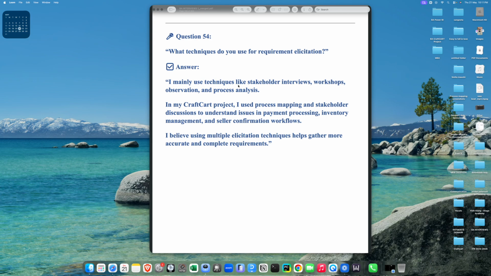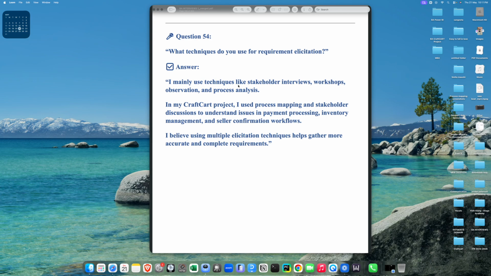Then I use workshops to encourage collaboration, discuss requirements together, resolve conflicts, and align stakeholders quickly. Workshops are very useful for complex projects involving multiple teams. Sometimes I observe users performing their daily tasks too, using the observation technique to understand actual workflows, identify inefficiencies, and uncover hidden requirements. This is especially useful when users struggle to explain a process verbally.